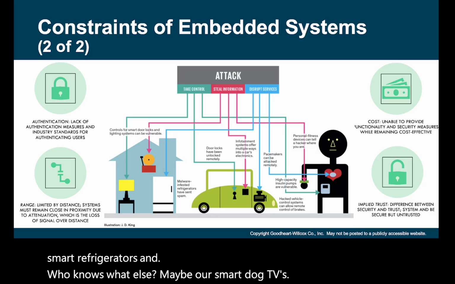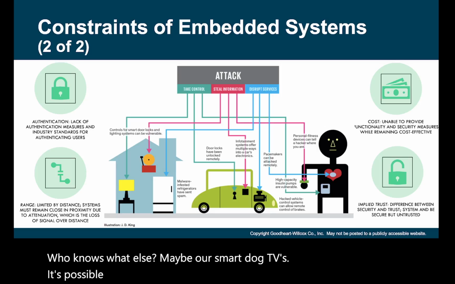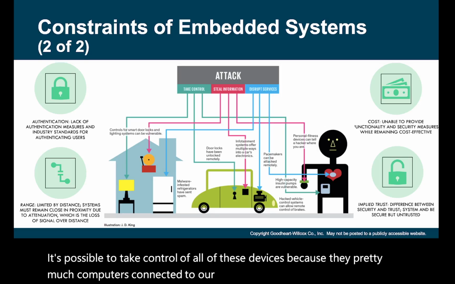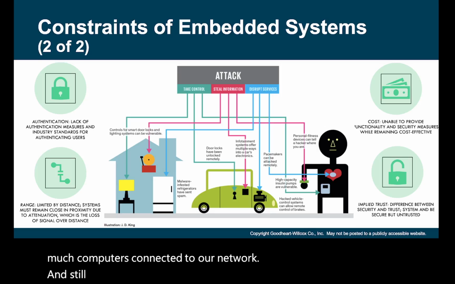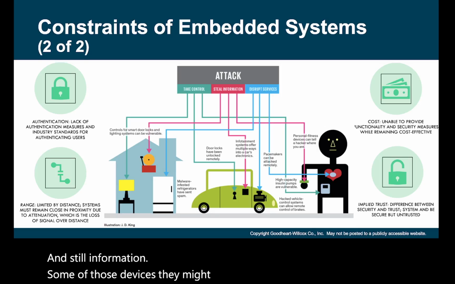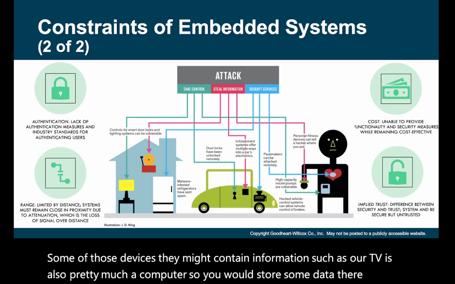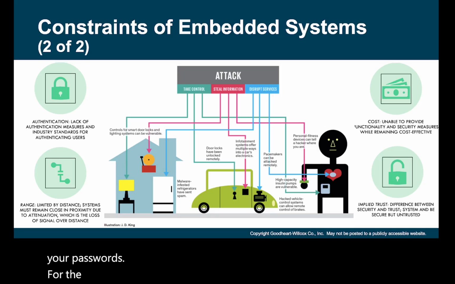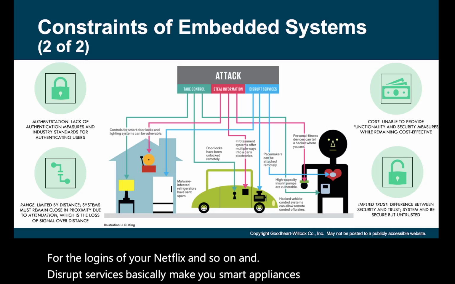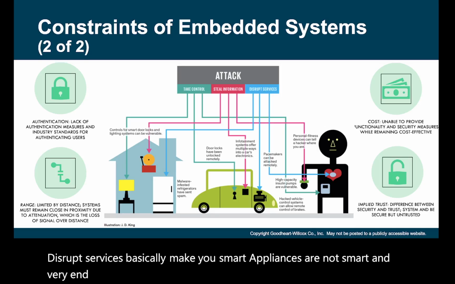So it's possible to take control of all of these devices because they are pretty much computers connected to our network and steal information. Some of those devices might contain information, such as our TV, which is also pretty much a computer, so you would store some data there, maybe your passwords for the logins of your Netflix and so on. And disrupt services, basically make your smart appliances not smart and very useless, or for example, turn off your refrigerator remotely and make your food all go bad.